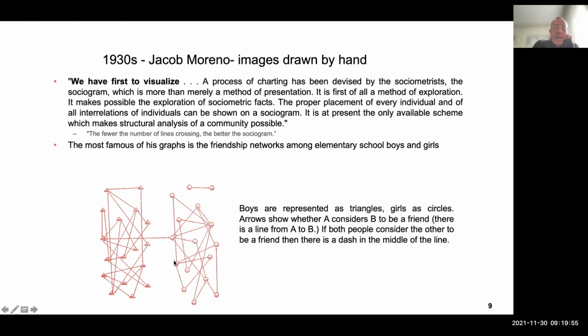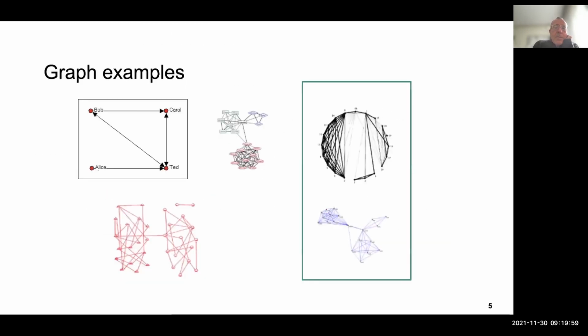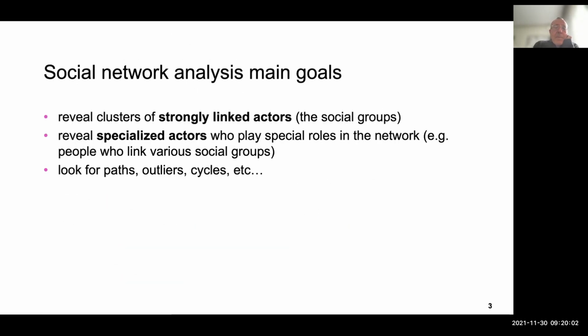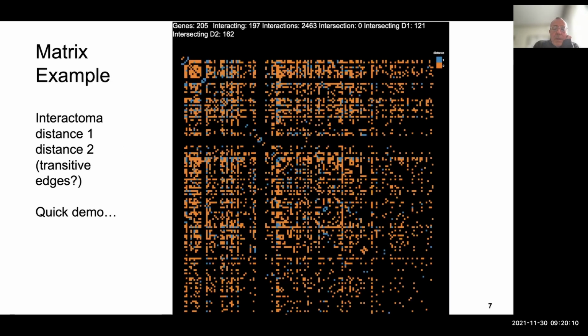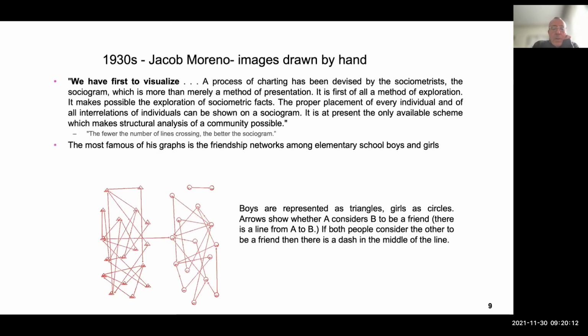And here again is a visual depiction of what we discussed before: specialized actors, strongly linked actors. This is the simple idea, in which we have a cluster, and these actors are the connection between the two groups. These are isolated people. This is the basic idea.